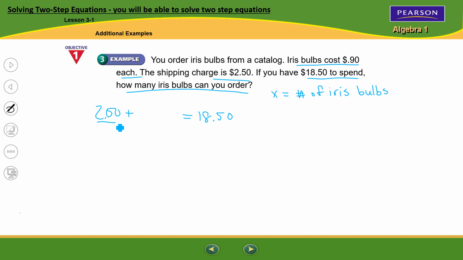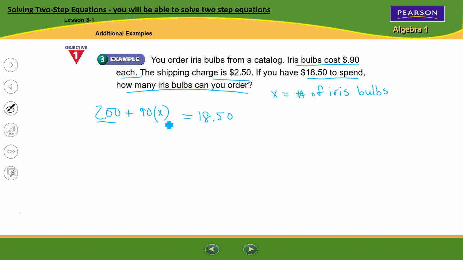So $2.50 plus what? Well, it's going to cost 90 cents each bulb. If I have 10 bulbs, 10 times 90 cents is $9. So I'm multiplying the number of bulbs times the cost per bulb, and that's going to give me a part of the total. So 0.90X. I don't need the parentheses, but I put them there because I panicked from that little animation that just happened. All right, so now I've got an equation.